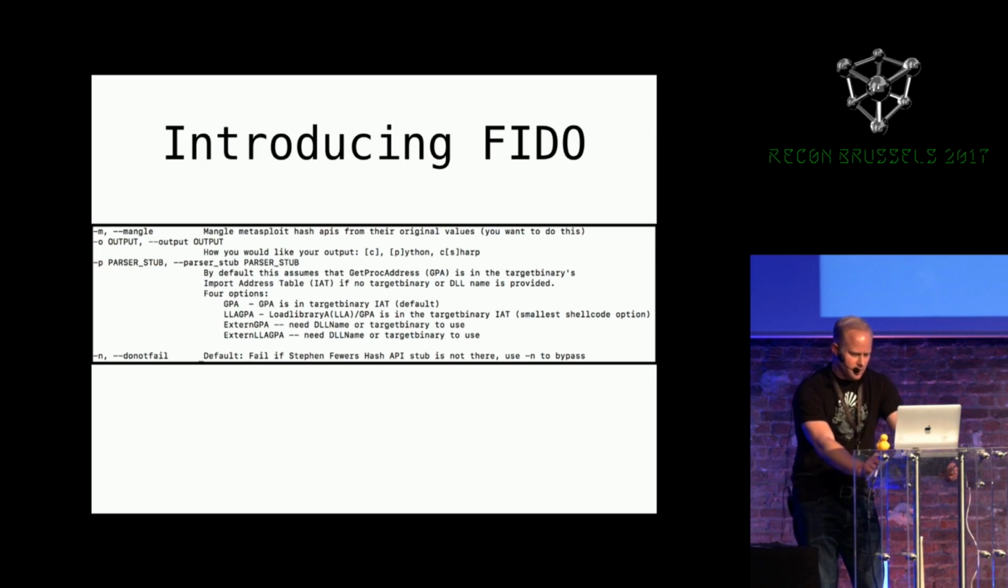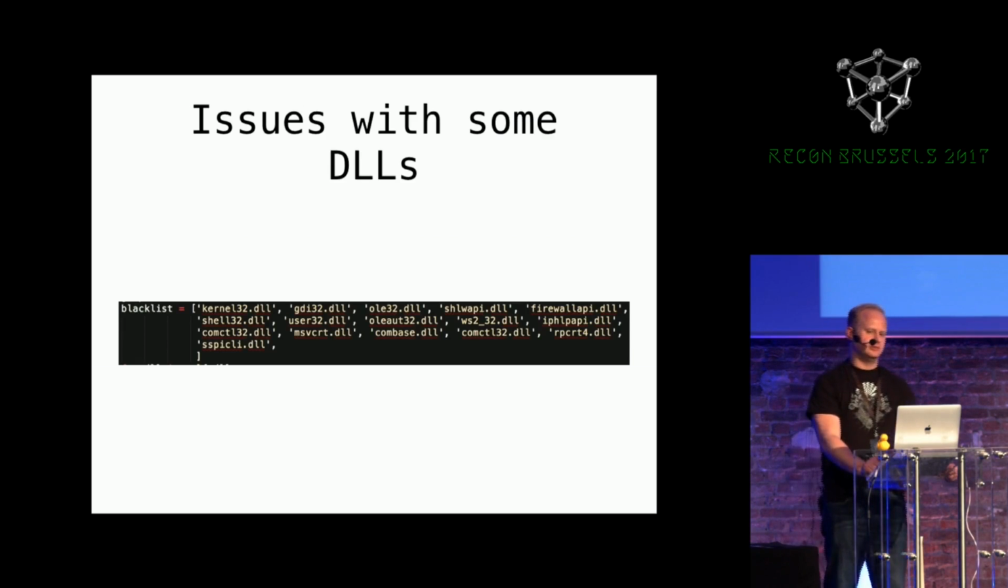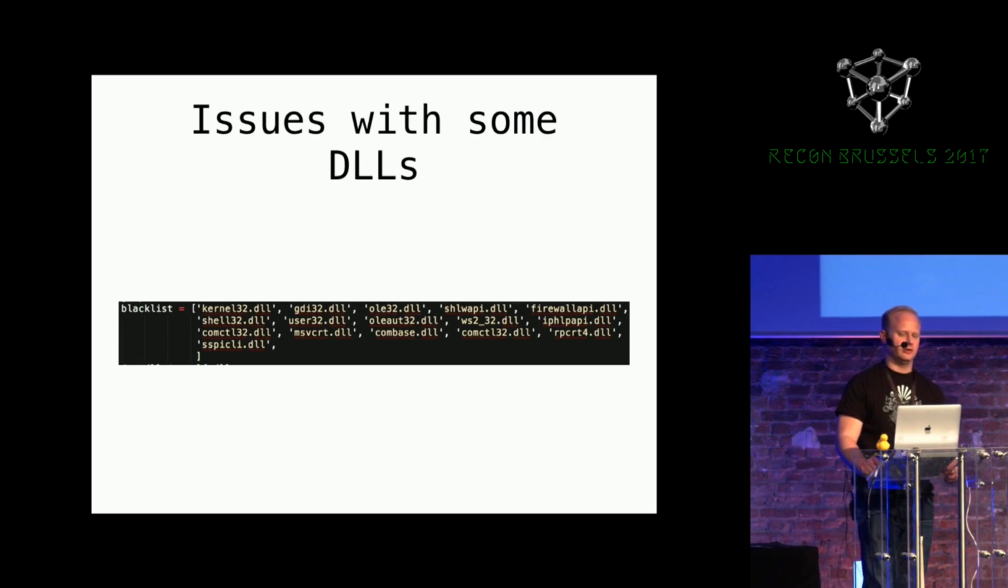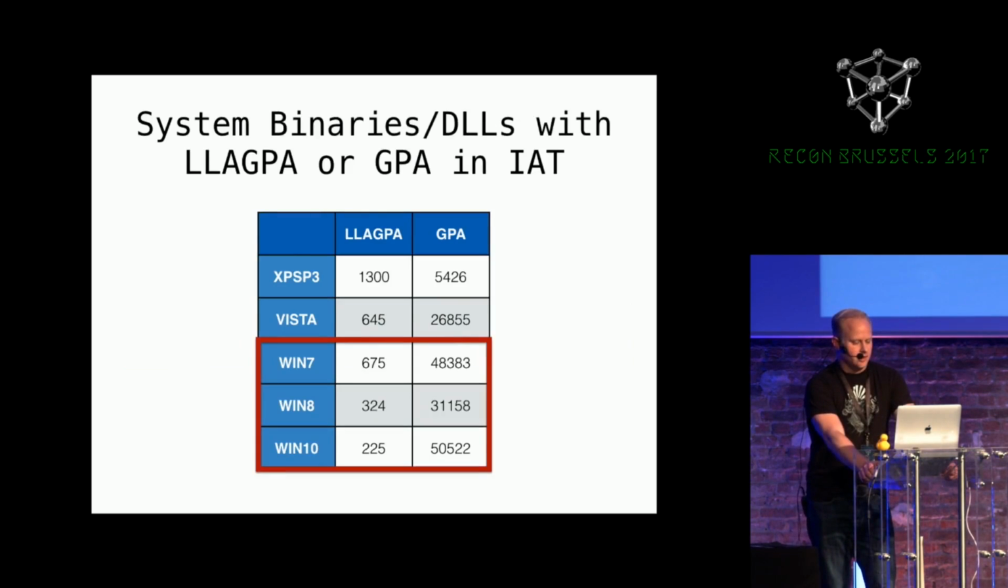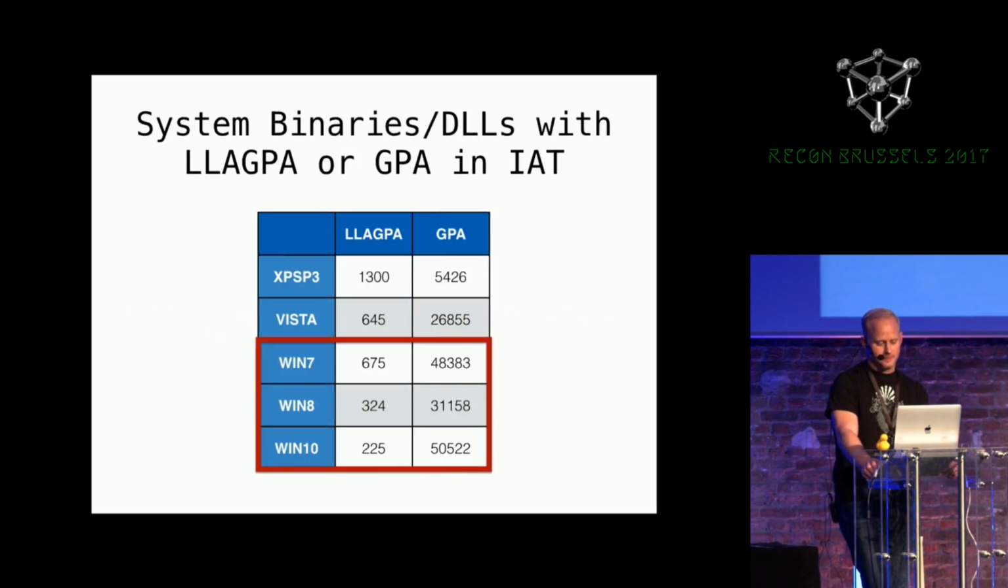And so with testing, I had a lot of issues with some core DLLs, like on Windows 7. And I was building a blacklist just to avoid them, and it kept growing, and I was starting to worry what was going on. And it was only, like I said, Windows 7 through 10. And if you look, you see kernel32 there, and I thought it was weird that kernel32 had get process address in its import table, so I just ignored it. I thought it was just a bug.